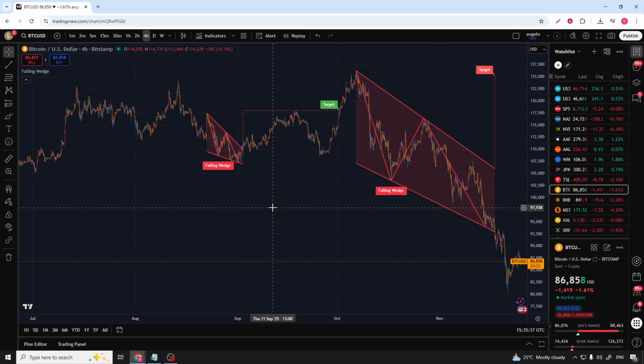You can also customize the appearance of the pattern by right-clicking on it and adjusting things like color, line thickness, or visibility on different time frames, depending on how clean you want your chart to look.